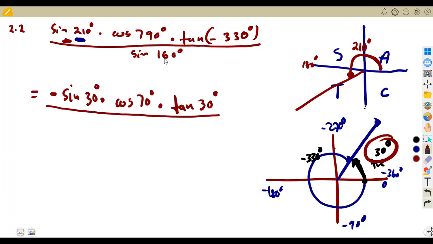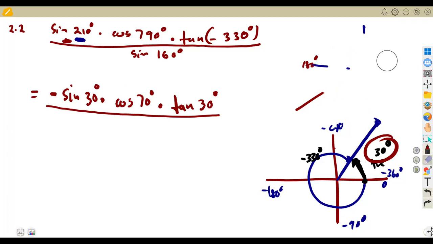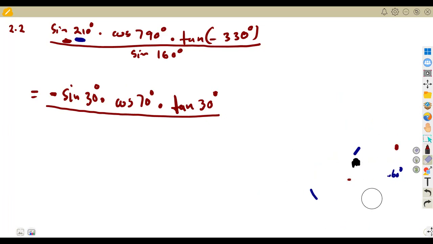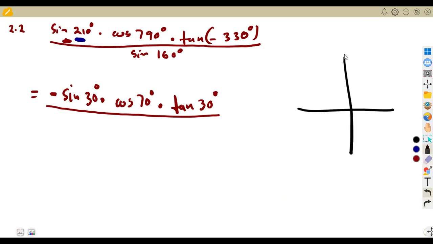So we have to write this as a smaller angle. We have to reduce this. Which quadrant do we have 160 degrees? 160 is more than 90 degrees, and as you can see, it's positive. It means we are going in the anti-clockwise direction. So it's more than 90 degrees, but less than 180. This is 0, 90, 180. So it's more than 90, but less than 180. That is where our angle is supposed to be, in the second quadrant.